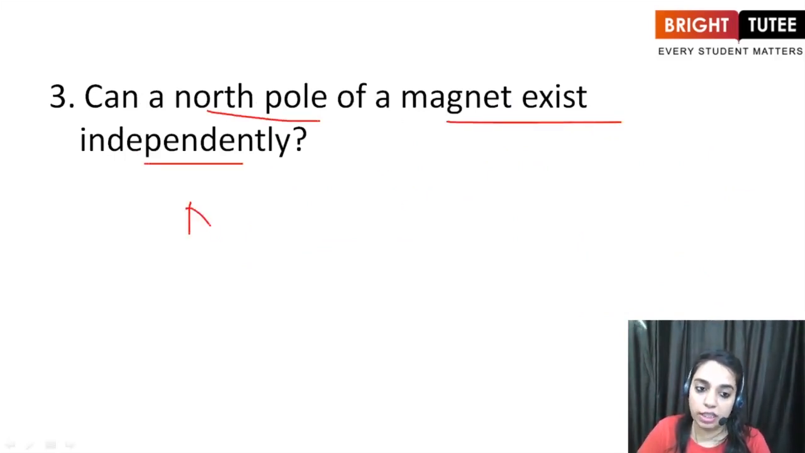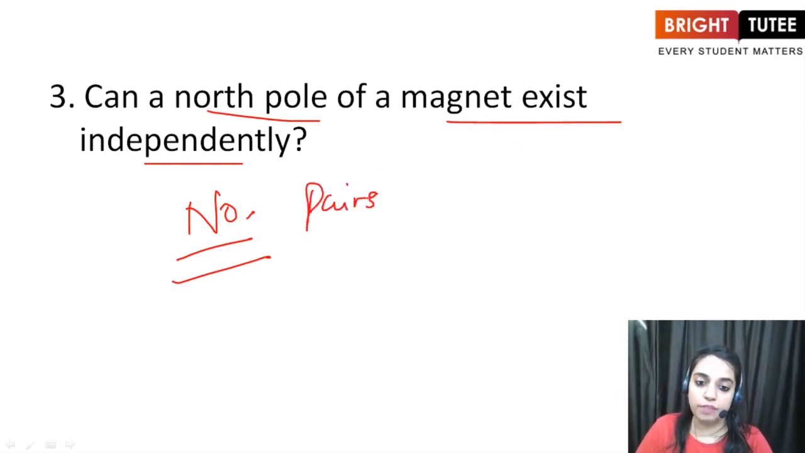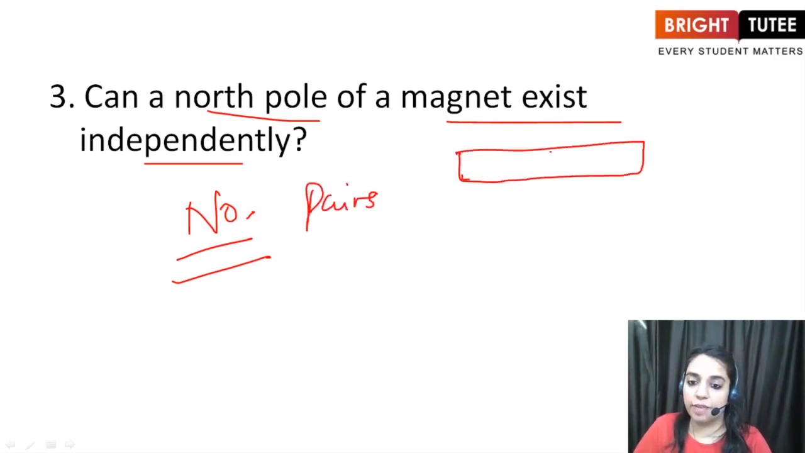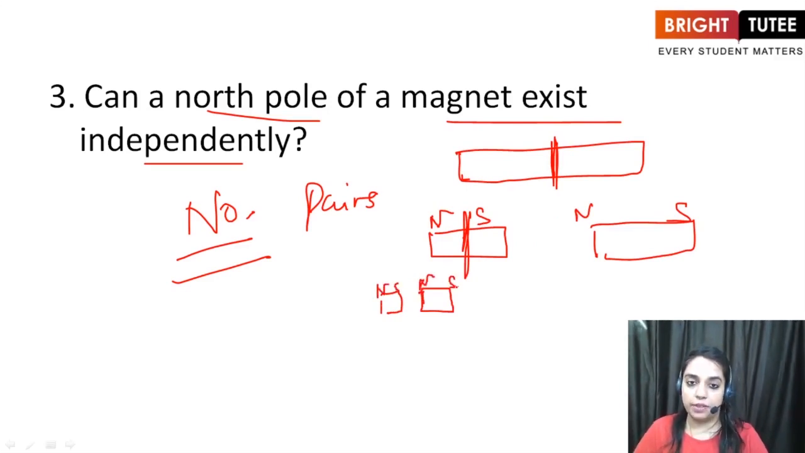No children, none of the poles can exist in a magnet independently, because the poles always occur in pairs. If we have a large magnet, we break it into two parts. Each part will have its pair of poles, north and south, and even if you break it once more, each tiny magnet will have its north and south pole. So the poles always occur in pairs.